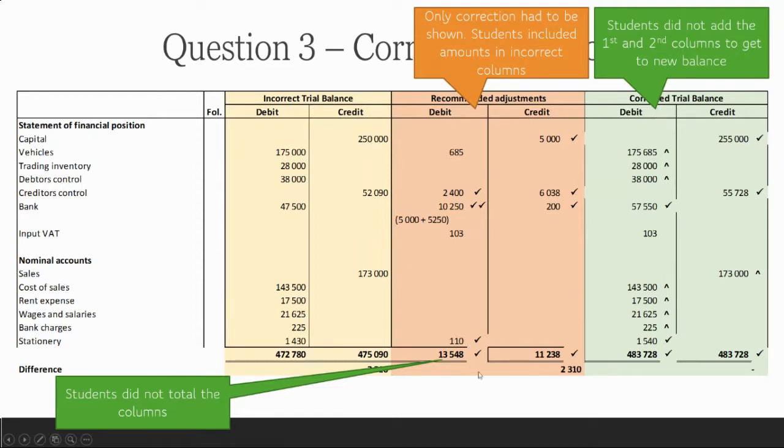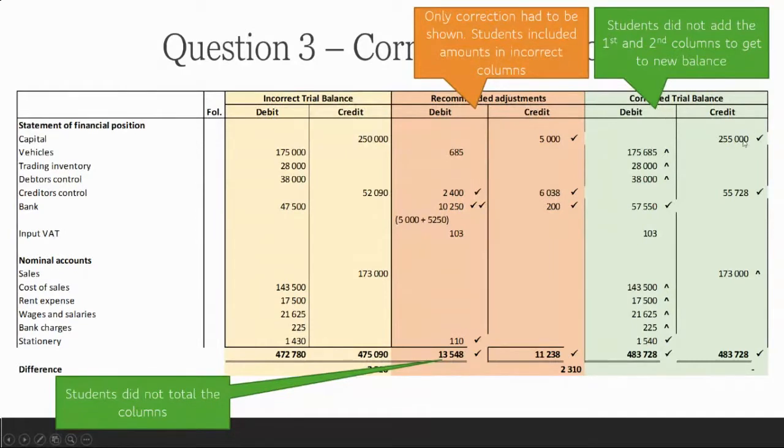Now, where students lost marks is here at the bottom. You did not add up your debit and your credit column. That's 2 marks that you lost. So even if you made a mistake up here, you would have received the method mark here at the bottom. Then a lot of students did not add up this column, or if they added up, they did it incorrectly.